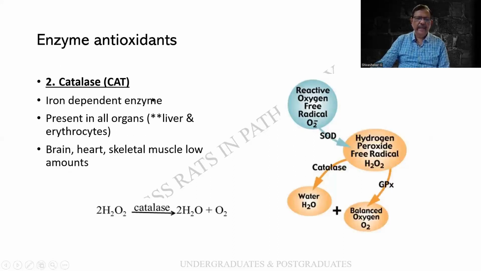Another enzymatic antioxidant is catalase. It is an iron-dependent enzyme, mostly found in the liver and the erythrocytes, but in low amounts it can be found in the brain, skeletal muscle, as well as the heart. Catalase causes an inactivation: hydrogen peroxide is inactivated to water and oxygen. This is what happens. By means of catalase as well as glutathione peroxidase, you find that balanced oxygen and water are produced.